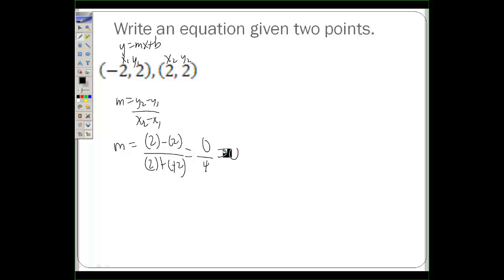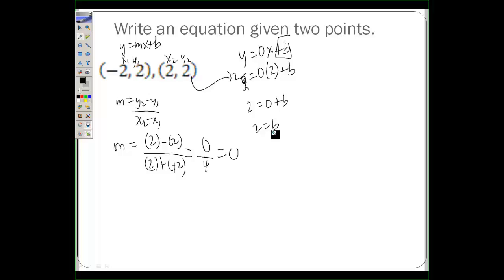0 is okay. We can still use this to plug into our formula. So let's just use this. We have y equals 0 times x plus b. We need to solve for b. But we know that anything times 0 is 0. We'll say 0 times, let's pick the second point this time, 2 plus b, and we'll change our y to a 2. 2 equals 0 plus b, or 2 equals b.